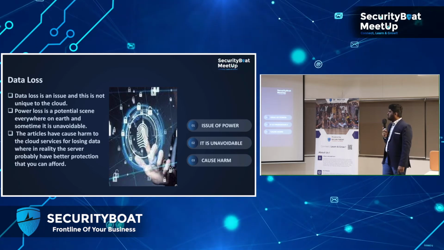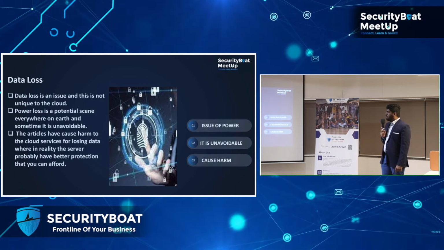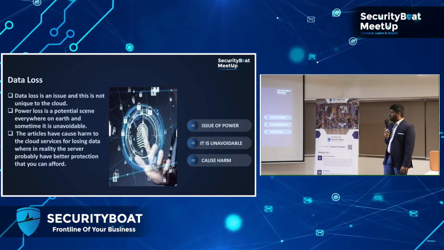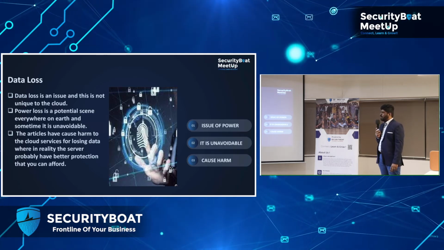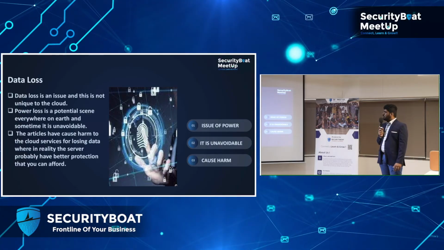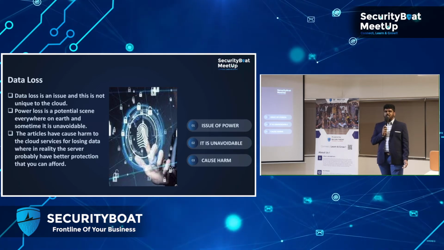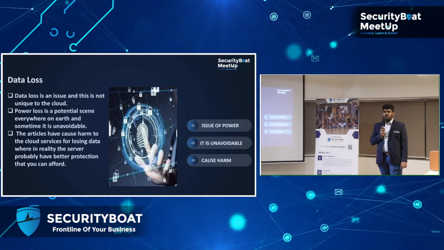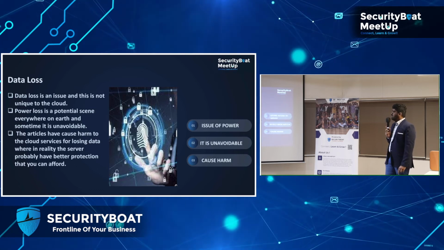So these are some of the drawbacks of data loss. The article says it has caused harm to cloud services for losing data, where in reality, the server probably has better protection than you can afford. So one advantage of physical servers is given here. Suppose we are using the cloud and power is lost, then the customer has to do the work again that has been lost. But in the case of physical servers, we can put in some efforts such as inverters in order to keep the power on for the servers. So this is one of the main advantages of physical servers. We'll move to the next slide.